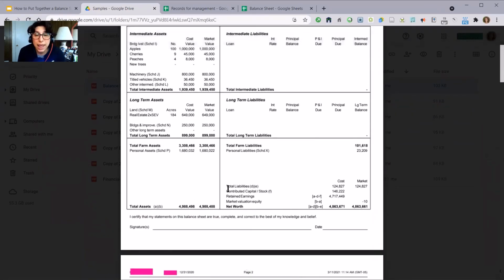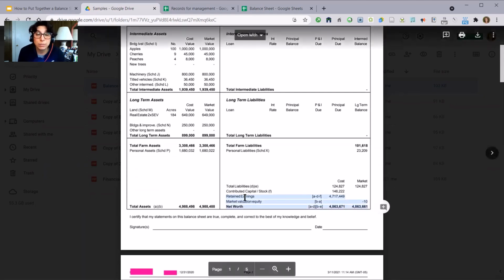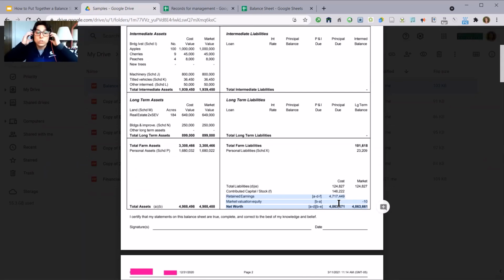Okay, but at the bottom here, you see how you come up with total assets, total liabilities, contributed capital. We discussed this. So I want to talk to you a little more about how to calculate these last three pieces of information that are important, that are basically like your total net worth, the things that are going to allow your lender or whoever to analyze your business.